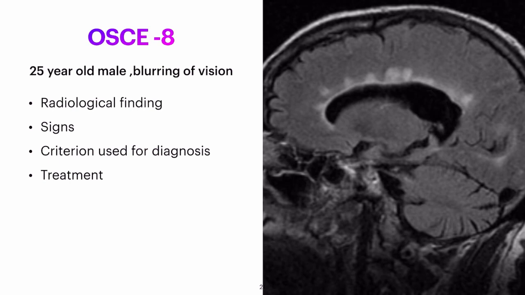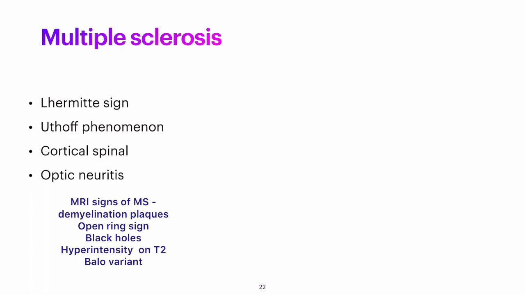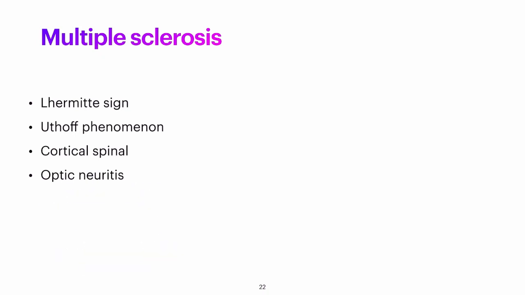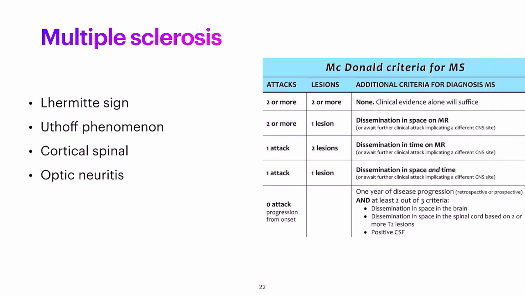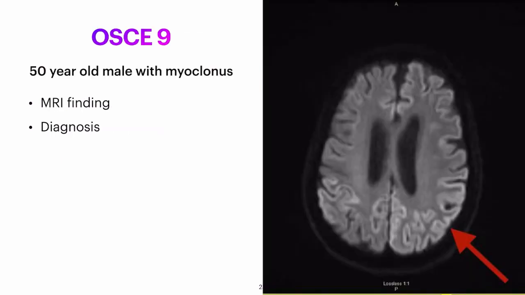This is the most common we see. We have seen this during our UG and PG actually. This is Dawson's finger seen in multiple sclerosis. You have to know the other lesions seen on MRI in case of multiple sclerosis also, and you have to know the signs, that is Lhermitte's sign, barber's chair sign, Uhthoff sign, corticospinal symptoms, optic neuritis. Criteria used, McDonald's criteria.